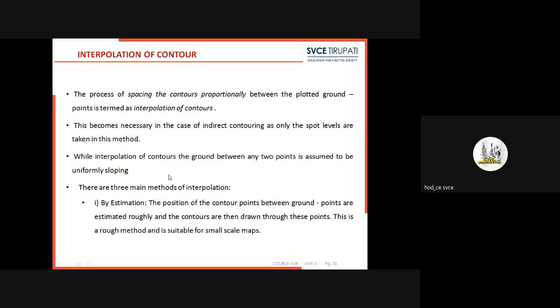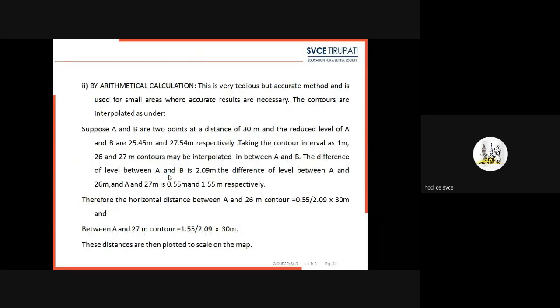And interpolation of the contours. If you know the interpolation, you can select the points, knowing where you will be getting the points. By automatic calculations, this is a very tedious but accurate method. Suppose A and B are two points, how are we going to calculate the interpolation? See here, if you have two points A and B at a distance of 30 meters, and the RLs of A and B are 25.45 and 27.54 meters respectively. So the RL of A is 25.45, the RL of B is 27.54. The distance between the two stations is 30 meters.